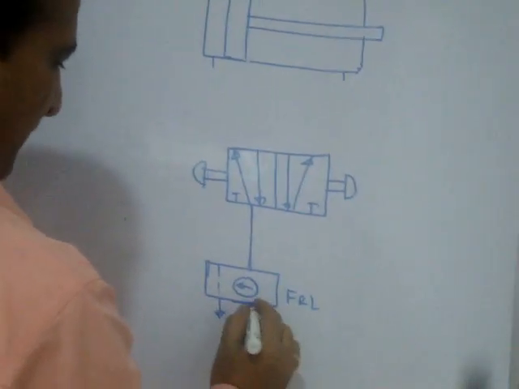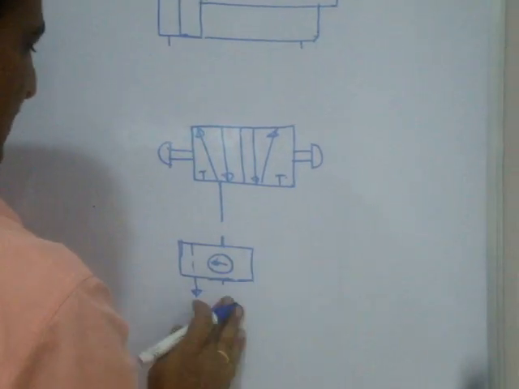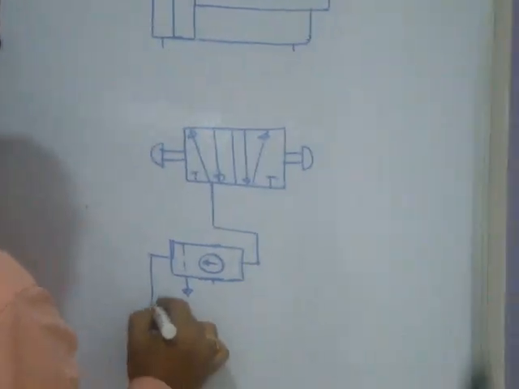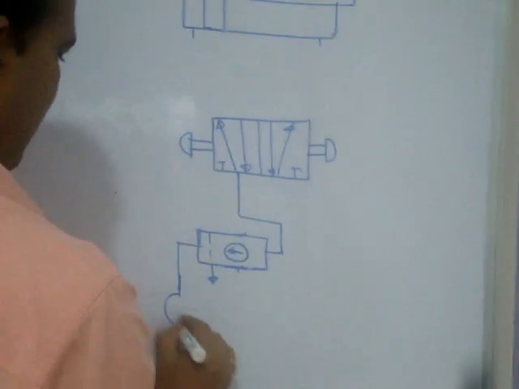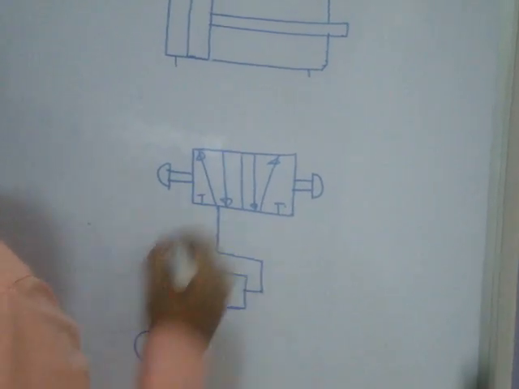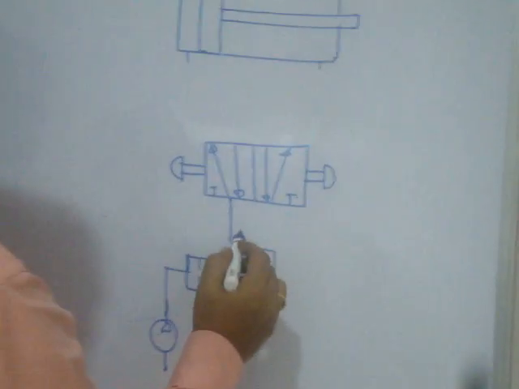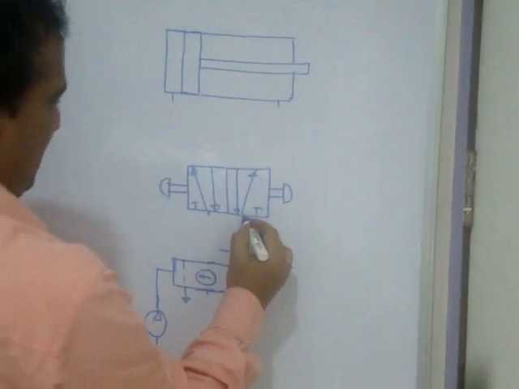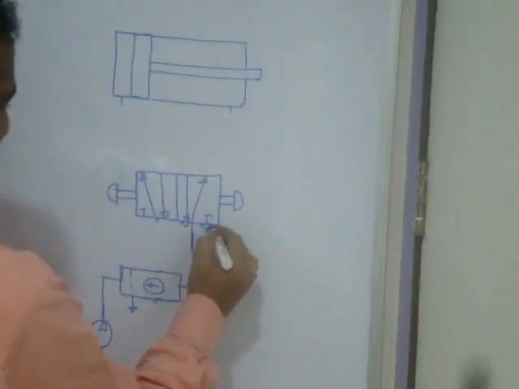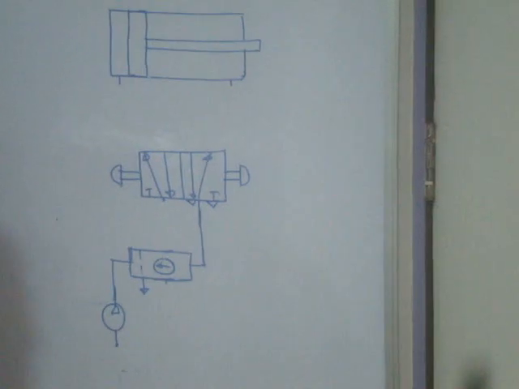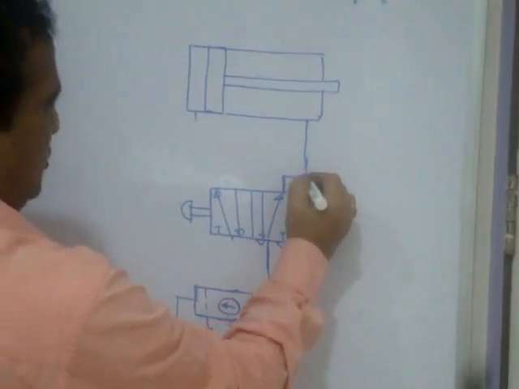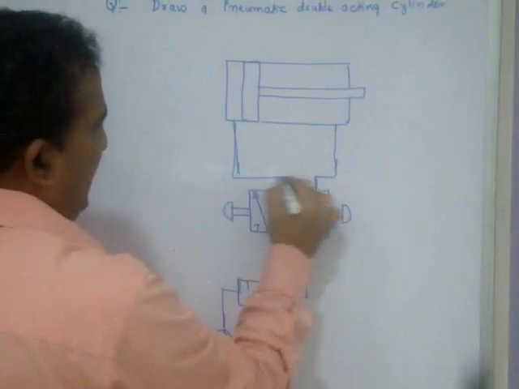And here I'll attach a compressor. This is the symbol for the compressor. So in this case, usually I'll attach for the second position because the piston has to go inside. These triangle symbols are nothing but mufflers. So here it is the working cylinder.